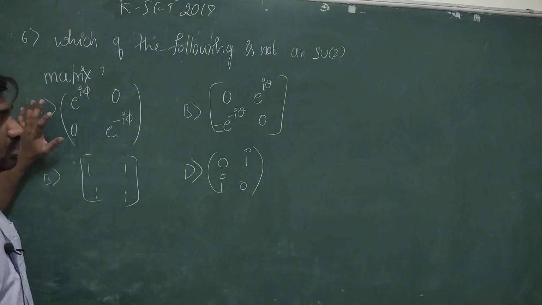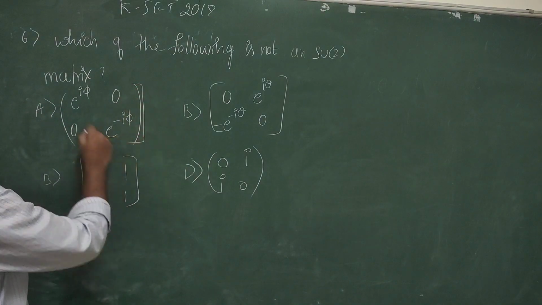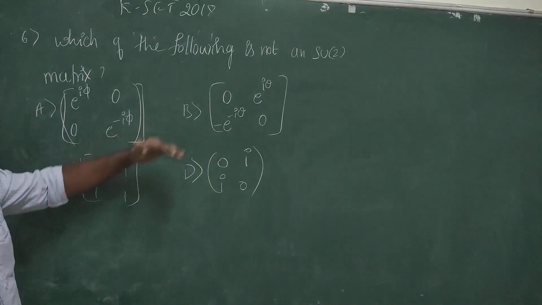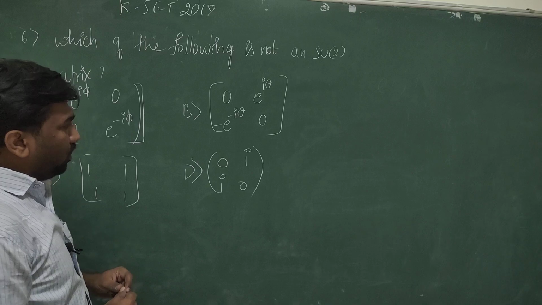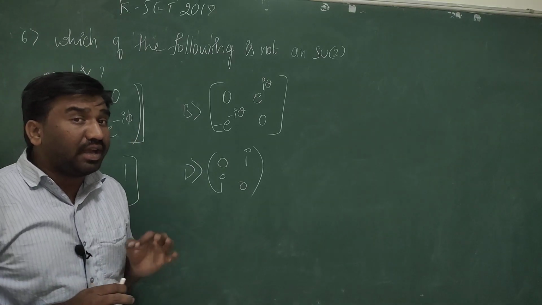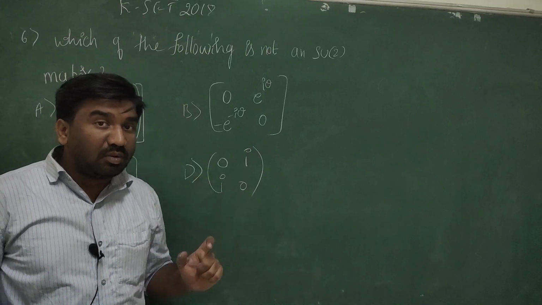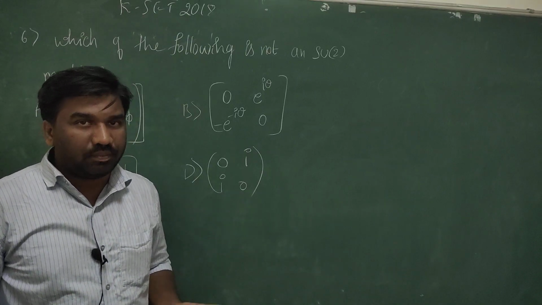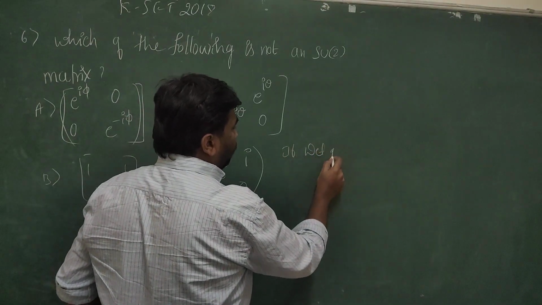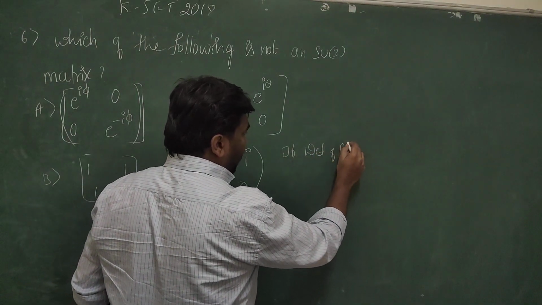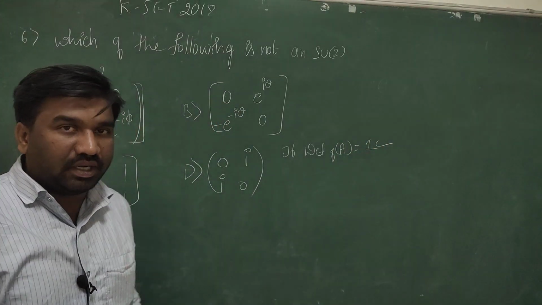So these are the given options, these are all the matrices. We have to find which of these matrices is not an SU(2). A very simple method to identify an SU(2) matrix is to check whether the determinant of the matrix is equal to 1. If the determinant of matrix A is equal to 1, then we can proceed.